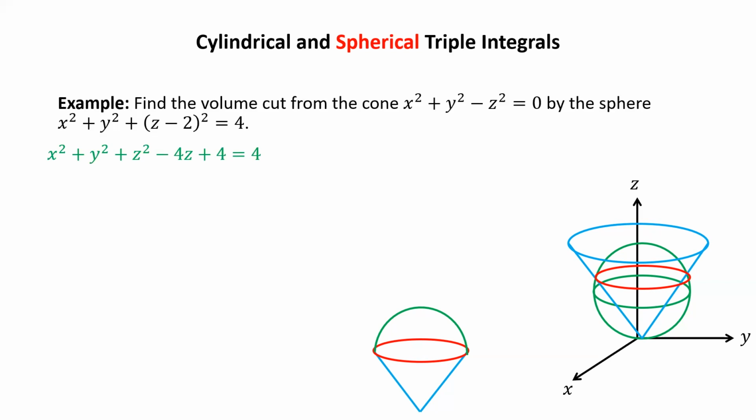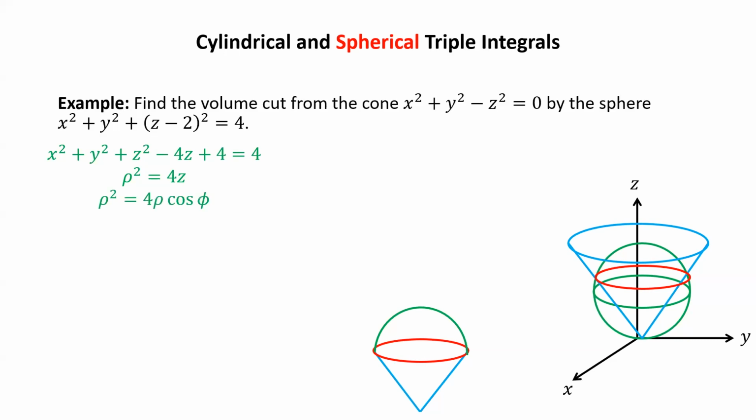Now I want to change these equations into spherical. So I'm going to multiply out (z minus 2) squared. So we get x squared plus y squared plus z squared minus 4z plus 4 equals 4. x squared plus y squared plus z squared is rho squared. The 4's cancel, and bringing the 4z to the other side, we have rho squared equals 4z.